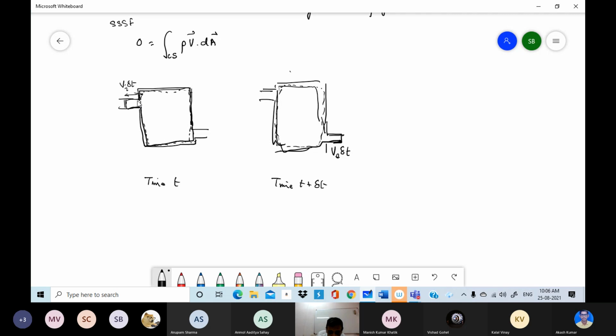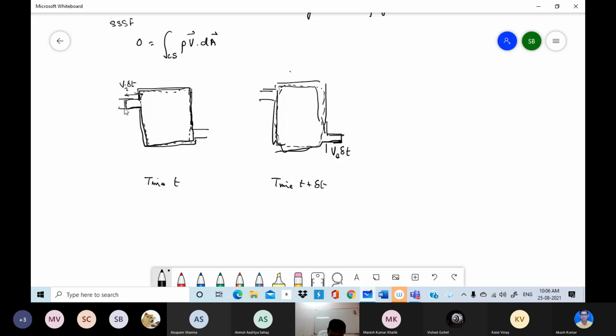In that case, I include in the system a volume which will flow in during the interval delta t. During the interval delta t, if it is moving with velocity Vi, whatever is in this cylinder with height Vi delta t will have its face reach this location in the interval delta t.